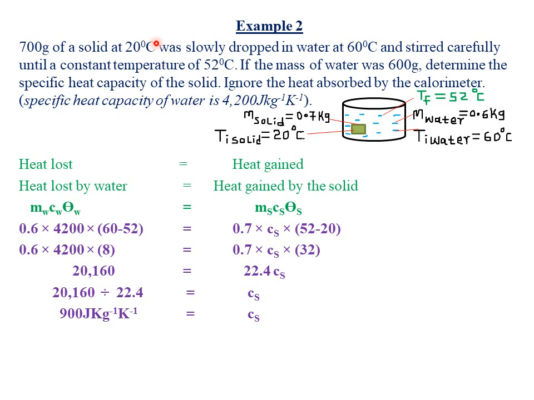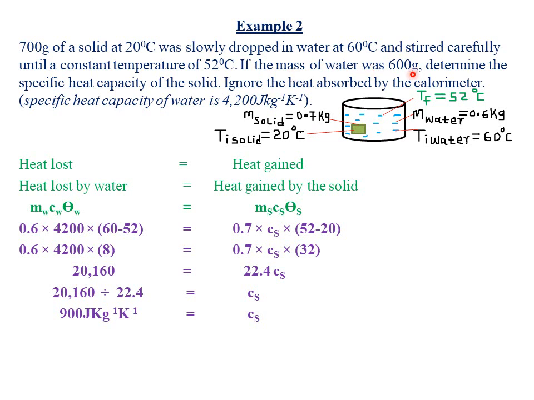Then at 20 degrees Celsius, so this is the initial temperature for the solid. So T initial for the solid is equal to 20 degrees Celsius, was slowly dropped into water at 60 degrees Celsius. So that is T initial for the water, which was 60 degrees Celsius, and stirred carefully until a constant temperature of 52 degrees Celsius was attained. So 52 degrees Celsius represents our final temperature of the mixture because it is obtained after stirring. Stirring simply helps those substances to mix, therefore having a common final temperature.